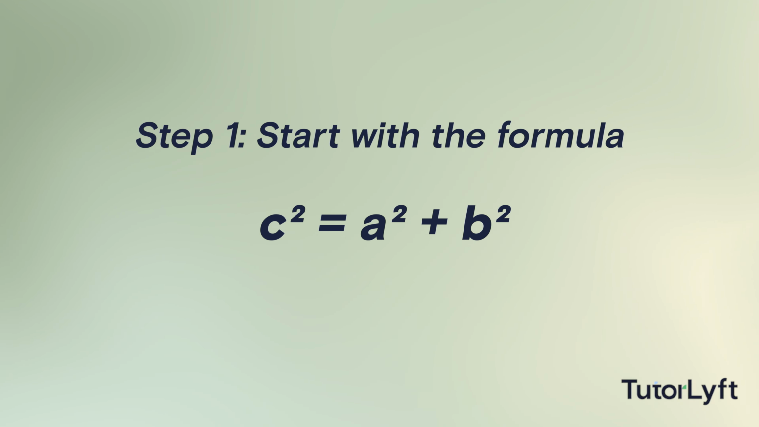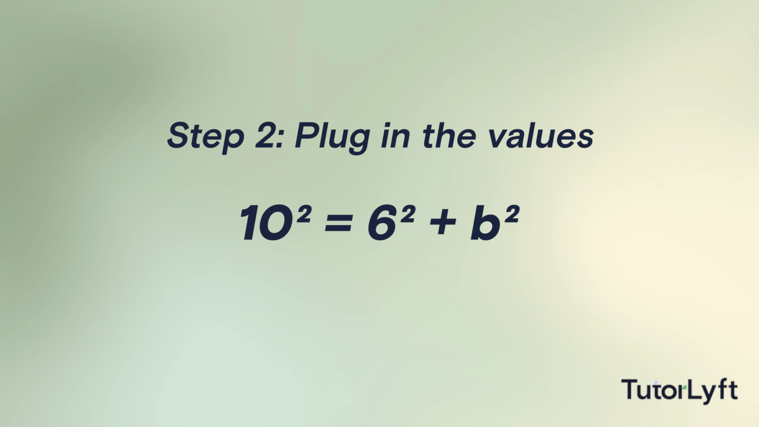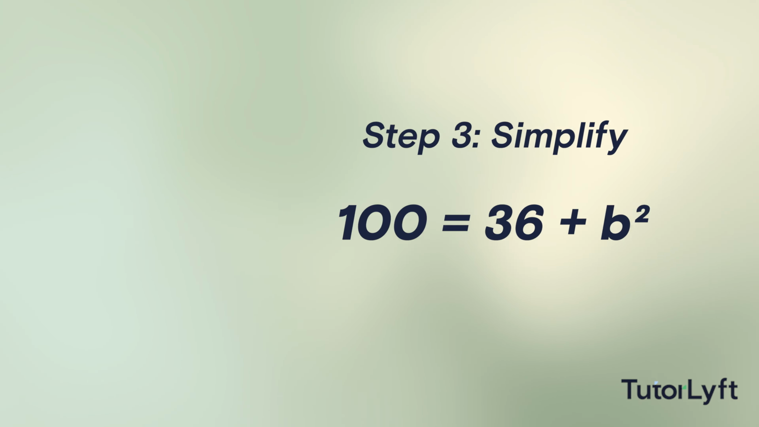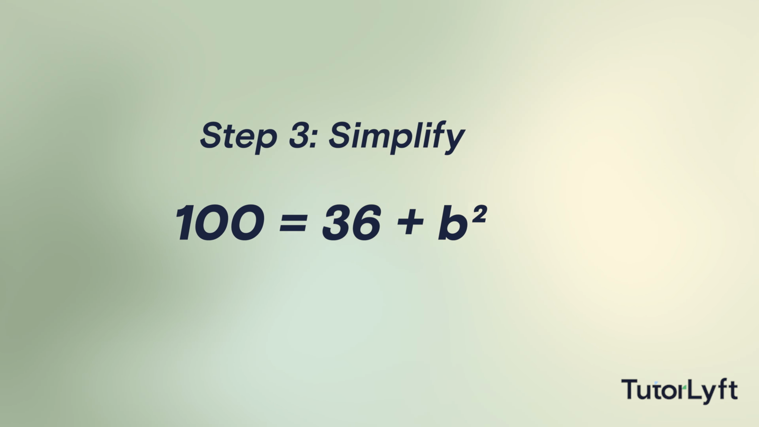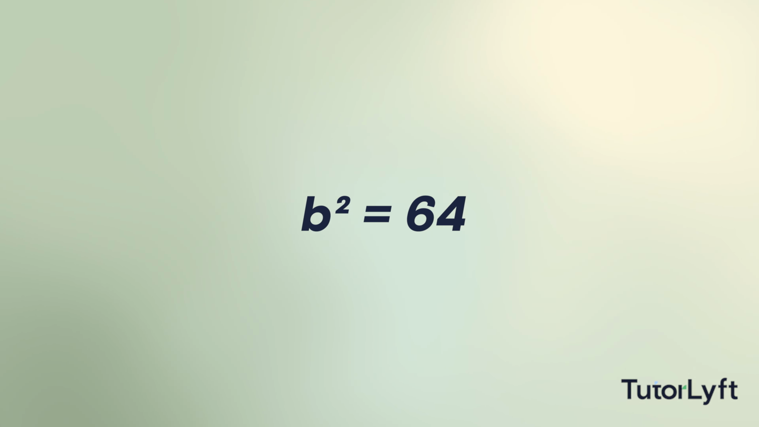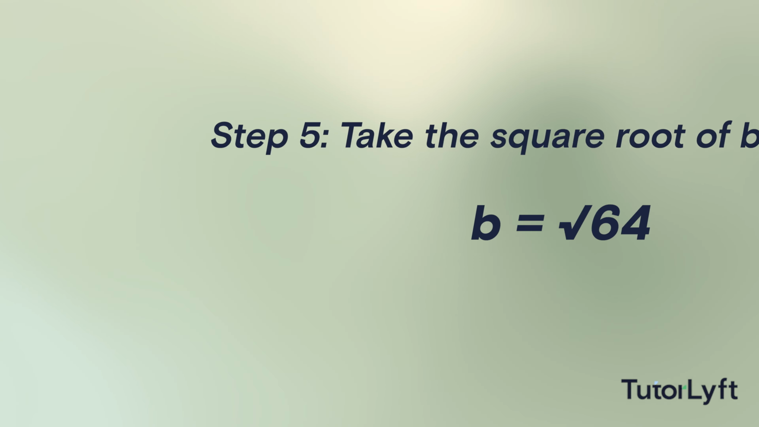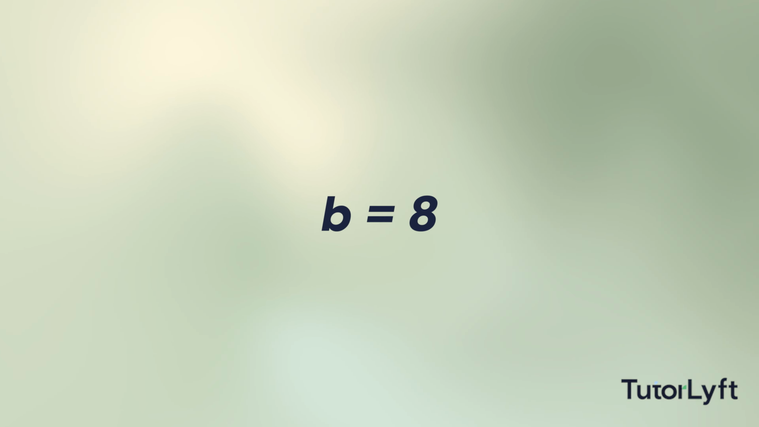Start with the formula. C squared equals A squared plus B squared. Plug in the values. 10 squared equals 6 squared plus B squared. Simplify. 100 equals 36 plus B squared. Subtract 36 from both sides. 100 minus 36 equals B squared. B squared equals 64. Take the square root of both sides. B equals the square root of 64. So B equals 8. The missing leg is 8.